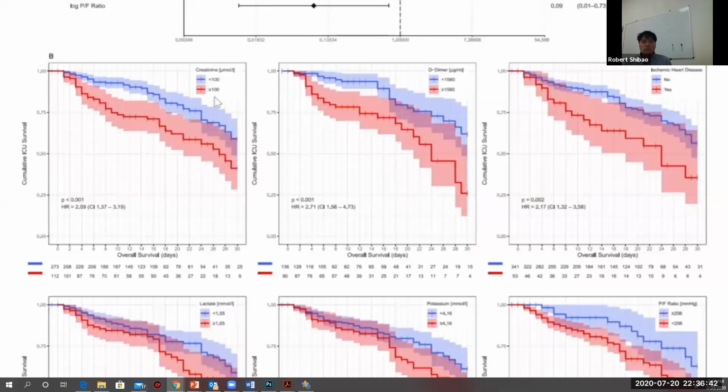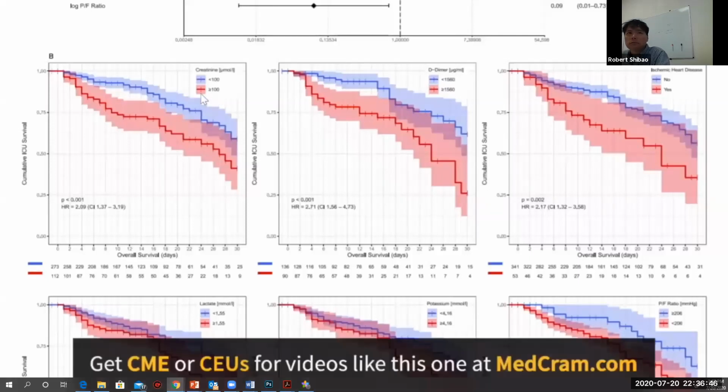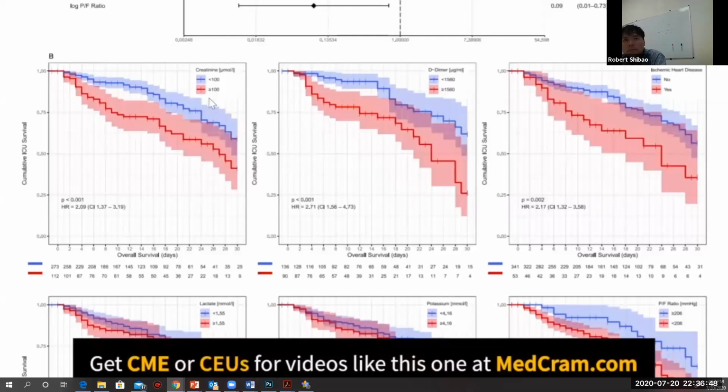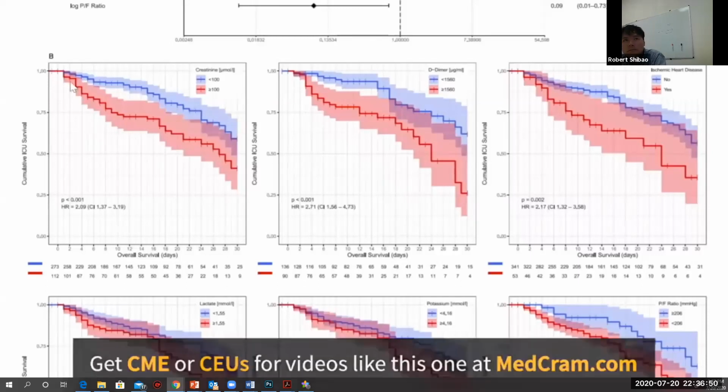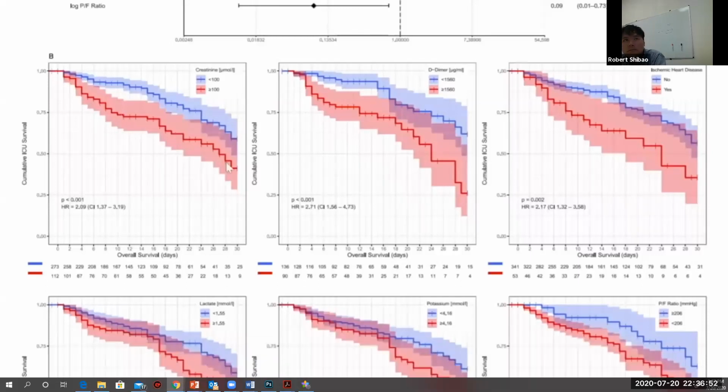If you wanted to make this practical, you could just say 1.1. If patients had a creatinine of greater than 1.1, they would be in this red line, versus those having a creatinine of less than 1.1, which would be in this blue line, having a slightly higher but statistically significant survival rate. You can see here that the hazard ratio is 2.09. Let's take a look at some of the other ones.